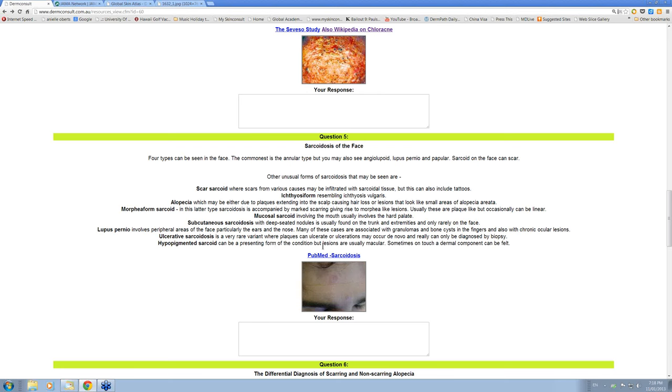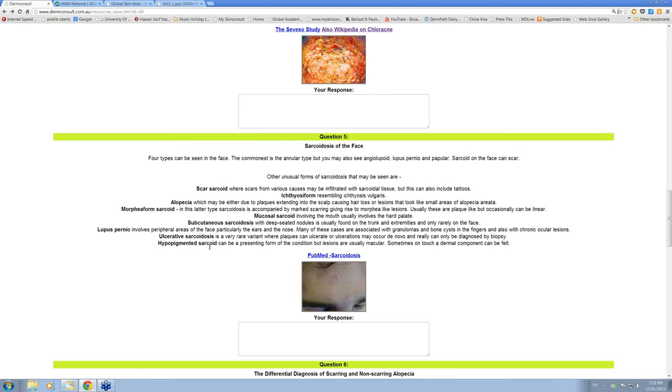Ulcerative sarcoid, a very rare variant. The plaques can ulcerate. And really, I've said that you're only going to diagnose that by biopsy. Then hypopigmented sarcoid. Now, what can it look like? It could look like the white spot variant of, say, lichen sclerosus. It could look like pityriasis versicolor, and it might even look like pityriasis lichenoides with white scarring.